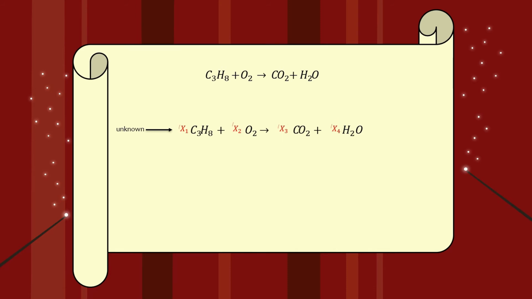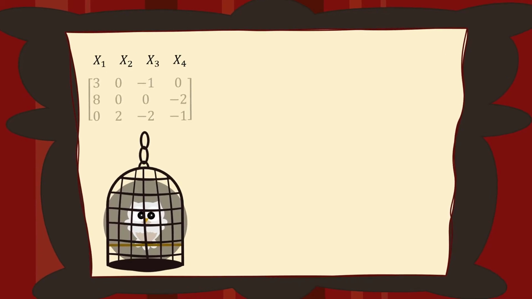From this, assign the unknown coefficients x sub 1, x sub 2, up to x sub n to each element such that the total number of atoms of carbon, hydrogen, and oxygen on the left corresponds to the atoms on the right. Now, we have this. Using row reduction, we can reduce the variables and get the general solution.